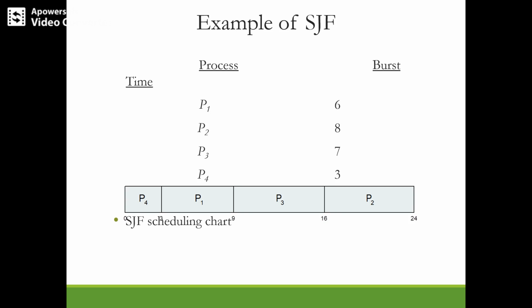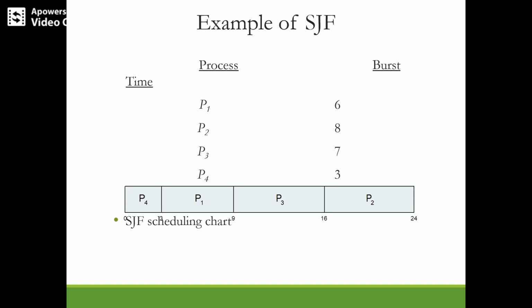Here the process P4 is having the shortest burst time. You can observe among all the processes, process P4 is having the shortest burst time, that is 3 milliseconds. So P4 is going to come into the CPU and stay there, execute completely for 3 milliseconds, and the next shortest CPU burst time, after P4, is process P1, right? It is the one which is having the next shortest CPU burst.